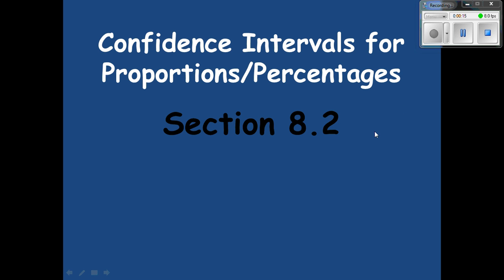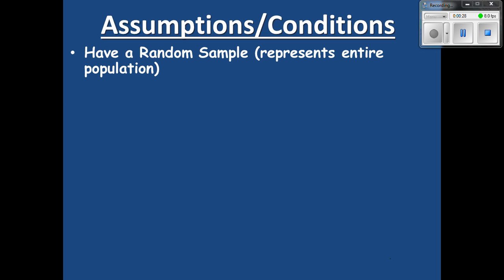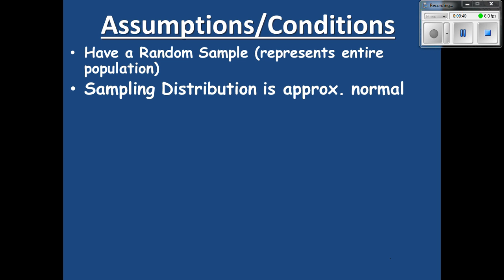So basically, anytime we're dealing with proportions, as with last chapter with sampling distributions, there were these conditions that needed to be met, and the same exact ones apply here. Pretty much anytime you're dealing with any sort of sampling and inference, you need to have a random sample, so that needs to be given to you in the wording in the problem. The sampling distribution needs to be approximately normal.